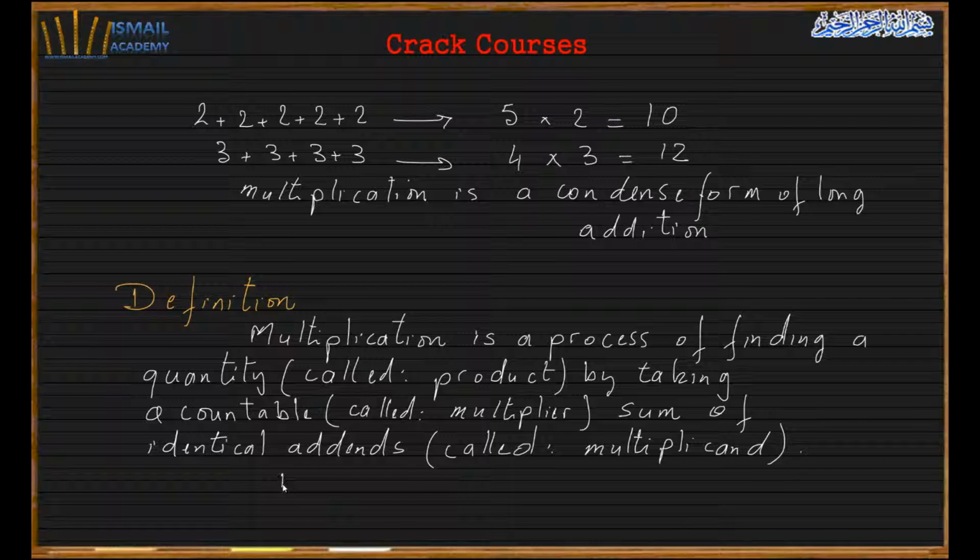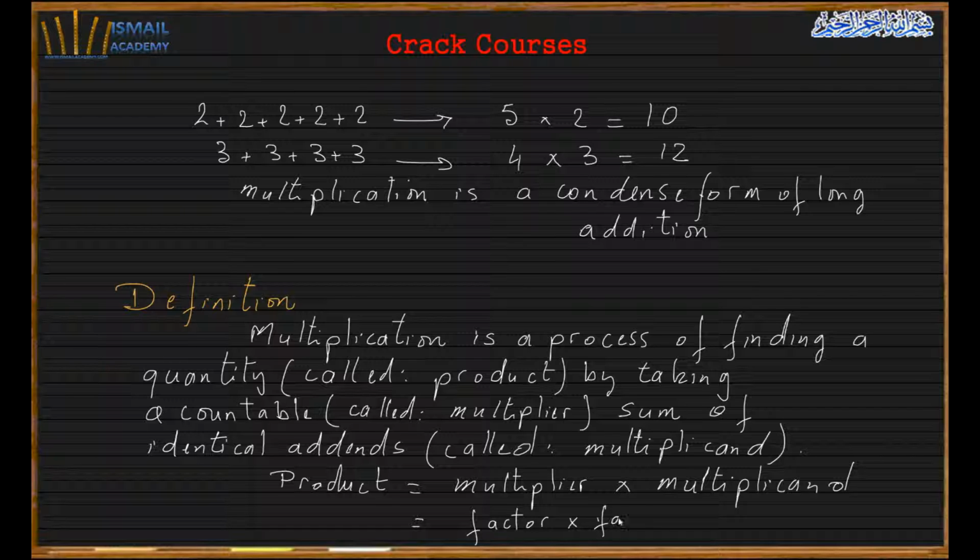So in fact, what do we have? We have the product equals multiplier times multiplicand. Most books don't use those terms anymore, but it's better for you to know them. At least in business and in chemistry, we use the term multiplier a lot. Most books now use factor, but it's better that you know those two terms because it will help you in other subjects.